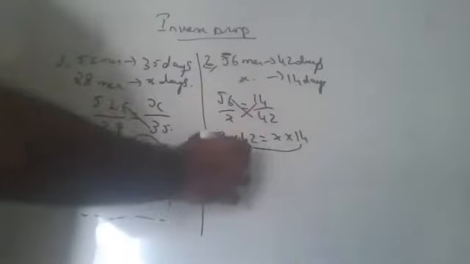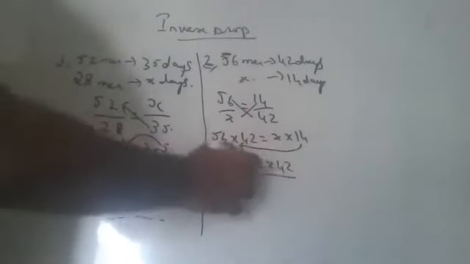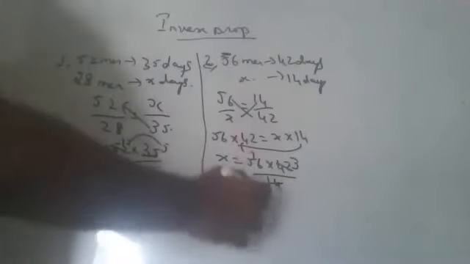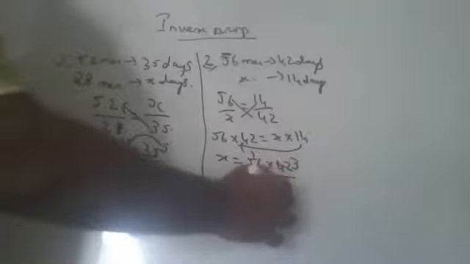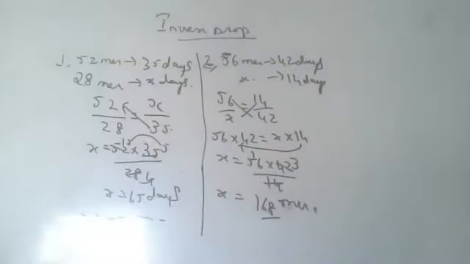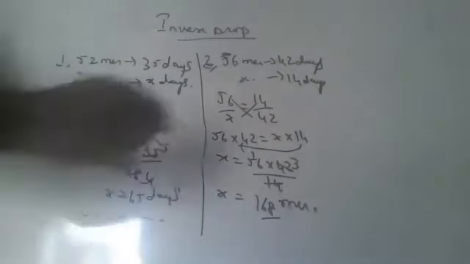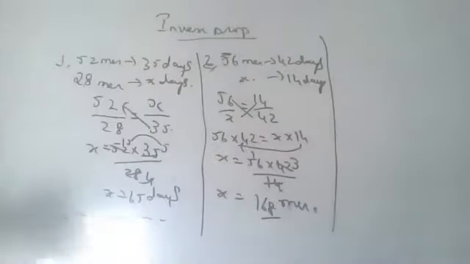x is equal to 56 into 42 by 14. So 168 men are required. These are the sums which I discussed yesterday also. Again, I'm just revising. That's all, children.